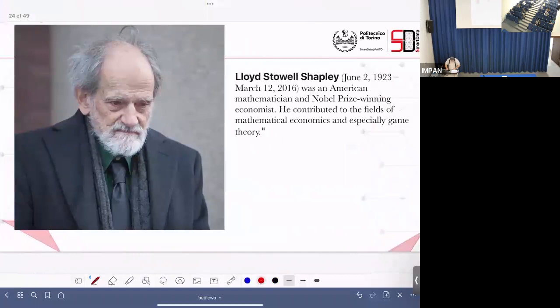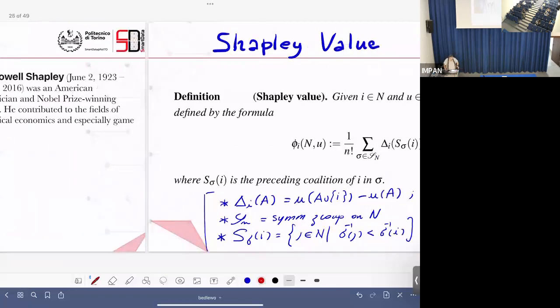Okay, this is Shapley in a picture that I like because he seems like an old sage or something like this. He passed away in 2016. He won the Nobel Prize, and this Shapley thing that everyone calls Shapley value actually was his PhD thesis. So he was a smart guy. Anyway, let's see how it works.